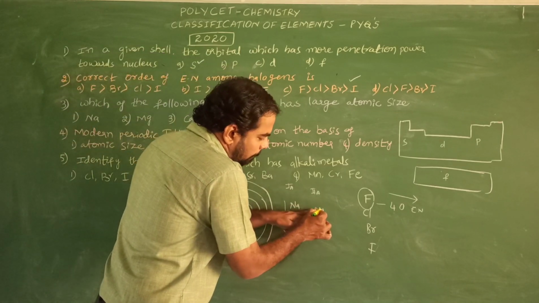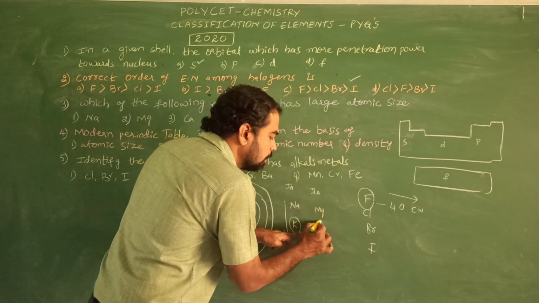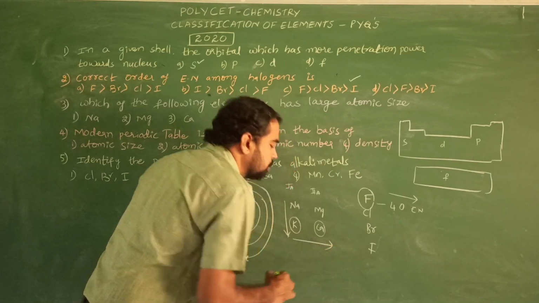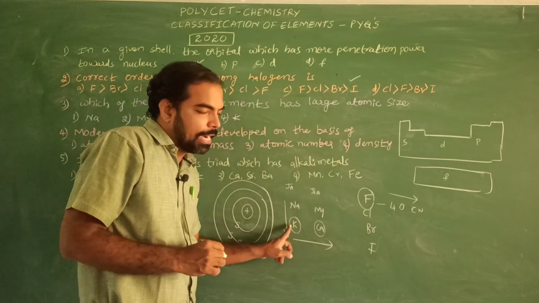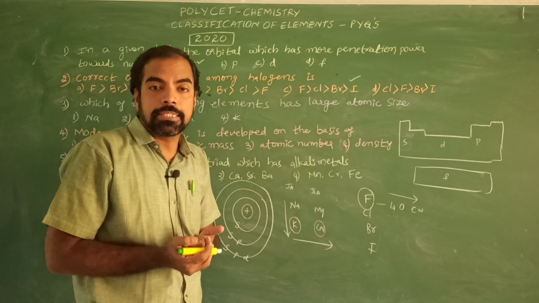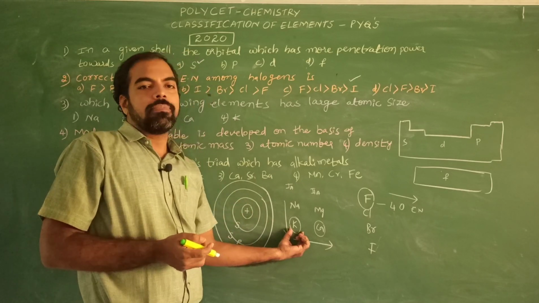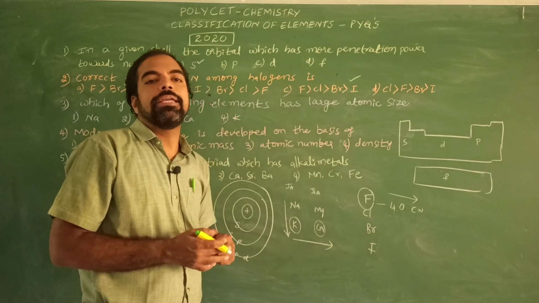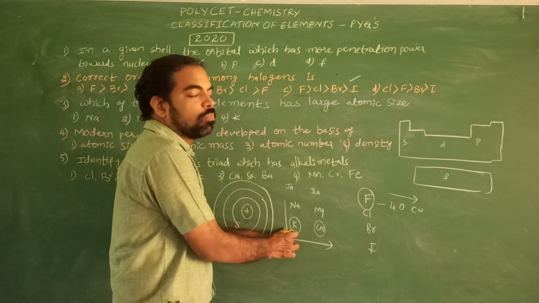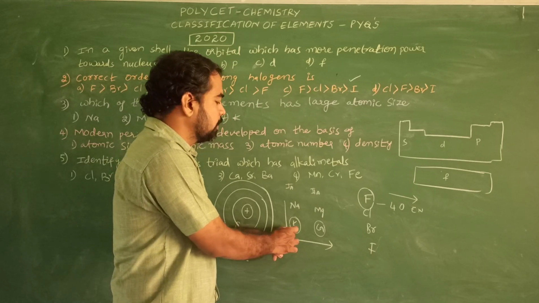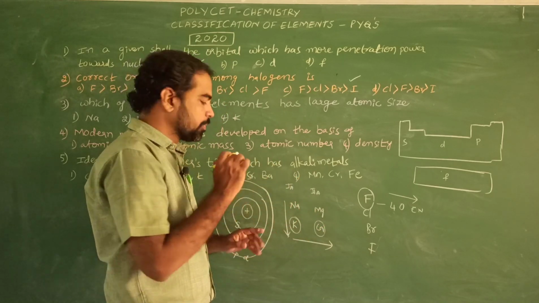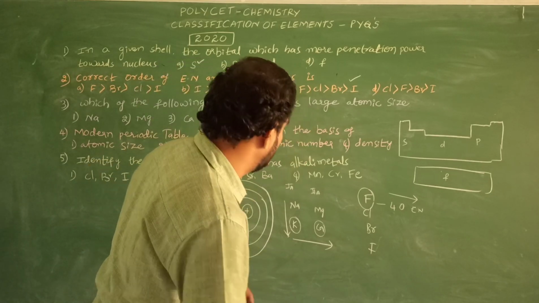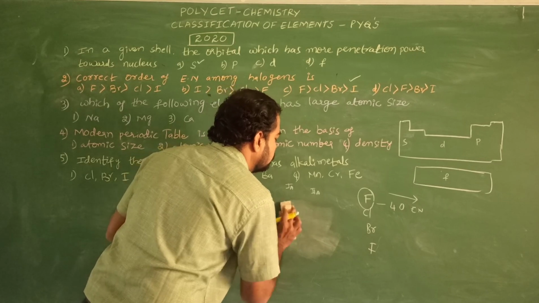Among magnesium and calcium, which one? Calcium has more atomic radius. But among potassium and calcium, which has large atomic size? Here the potassium has large atomic size. Why? Because left to right, atomic radius decreases. Potassium has more atomic size compared with the remaining three elements. Remember, down the group, just you have to remember like this.